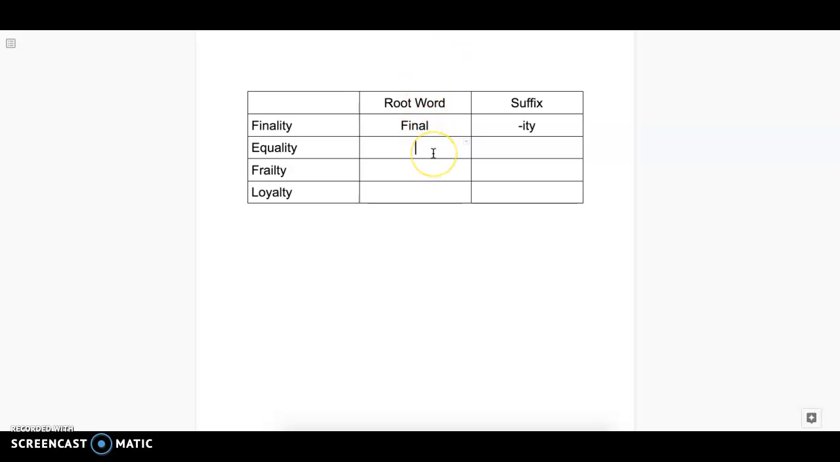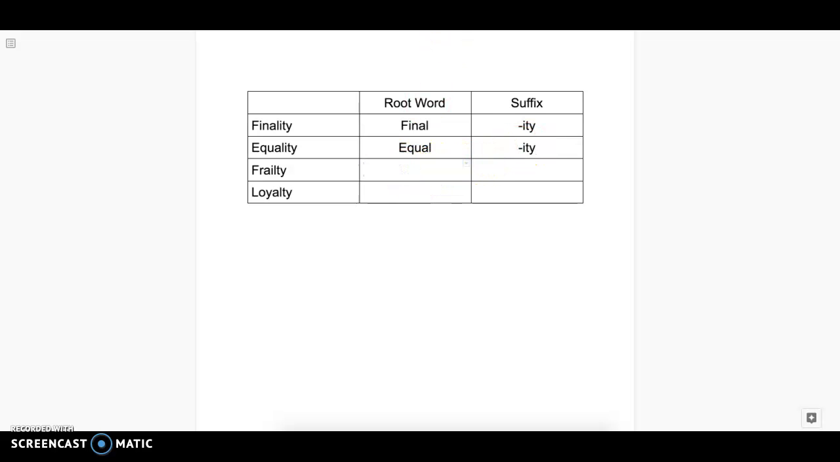It's wrapping it up. Our next word is equality. The root word for equality, I hear it as I say it, sort of, is equal. Equal. It's the same, it's even, it's fair, equal. And the suffix on that would be, just like finality, ity. So equality is just meaning it is something that's fair for everyone.